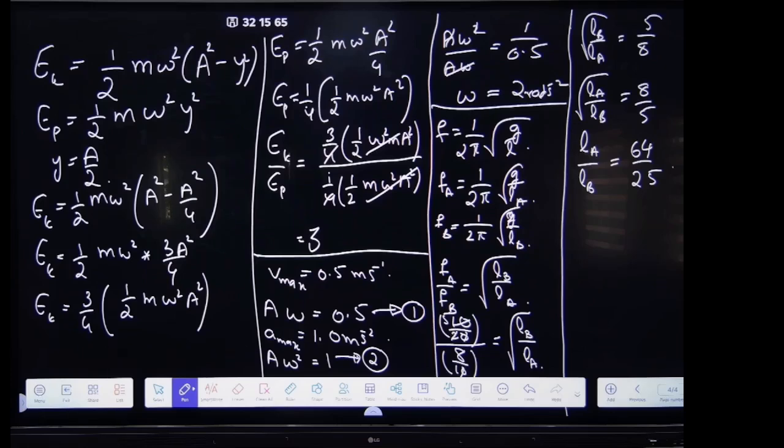A piston is performing SHM in the vertical direction with a frequency of 0.5 Hz. A block of 10 kg is placed on the piston. The maximum amplitude of the system such that the block remains in contact with the piston is first 1.5 meter, second 1 meter, third 0.1 meter, fourth 0.5 meter.